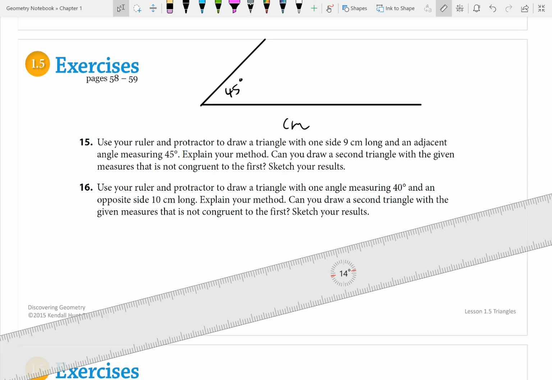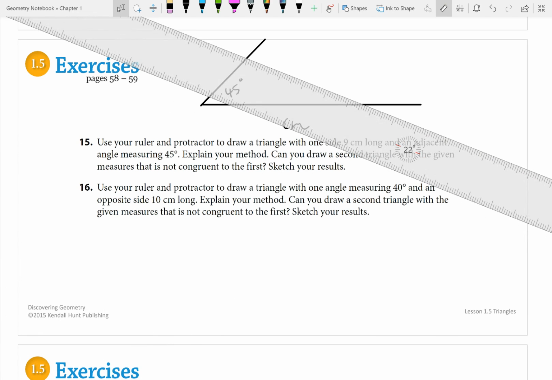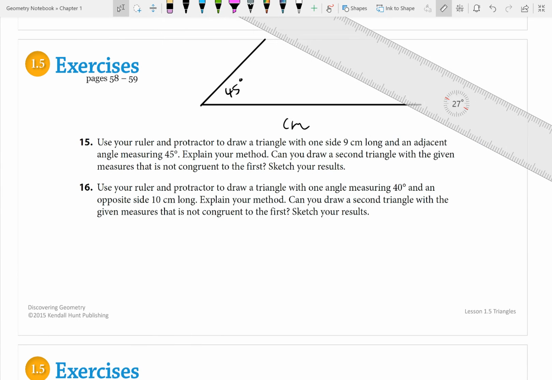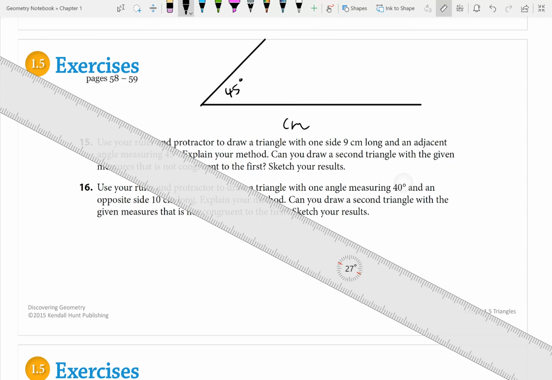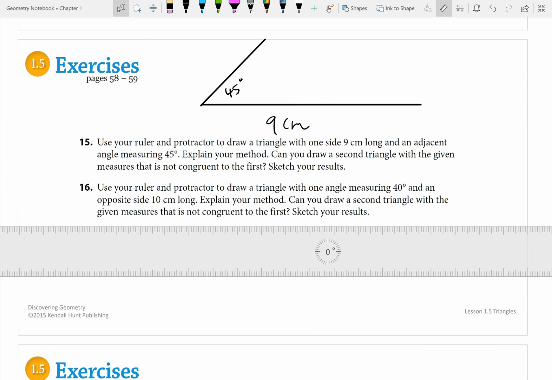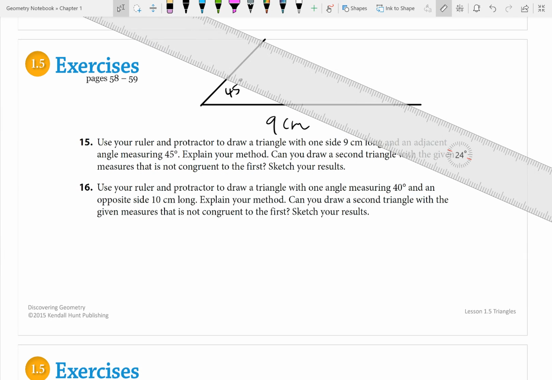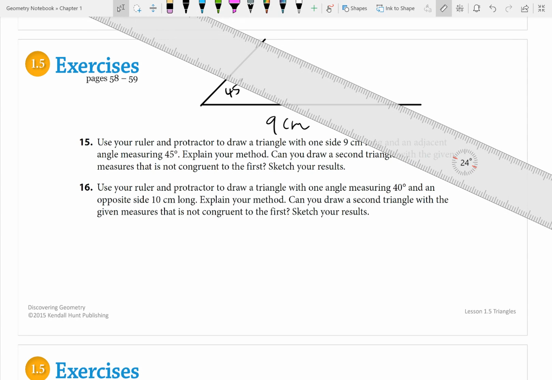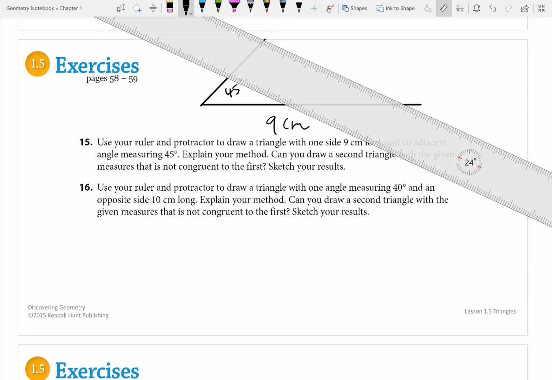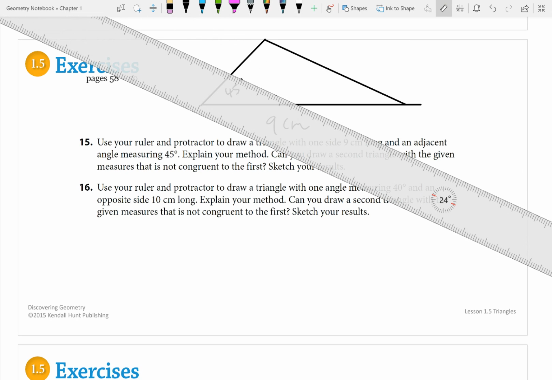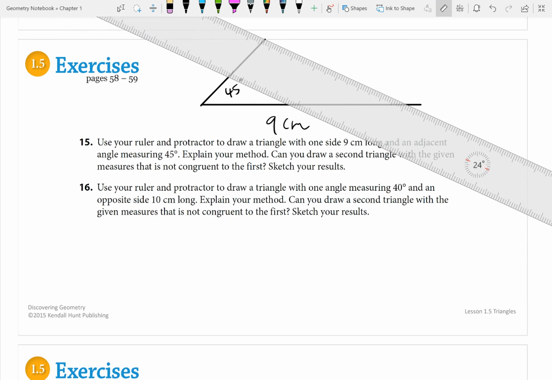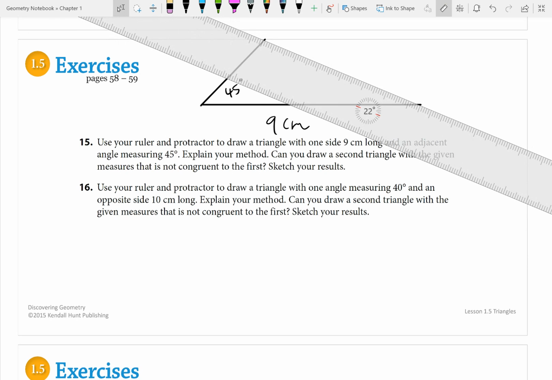Can you draw a second triangle with the given information that is not congruent to the first? Okay. So we have one side 9 centimeters long, and we have an adjacent angle measuring 45 degrees. So then I guess the third side I can just draw wherever I want to. All right, so if you have this here, you're done. So clearly, based on the information, oh wait, hold on. Nope. I have to actually close it up here. Here we go.